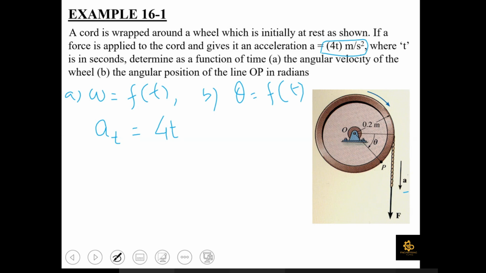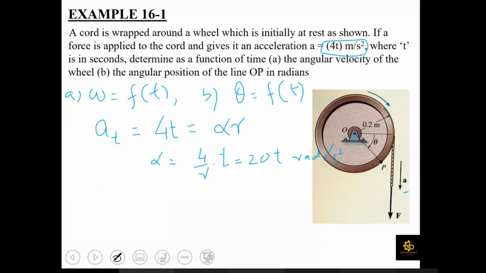So how are you going to determine omega? What is the tangential component equal to? In scalar form, it is equal to alpha r, isn't it? So accordingly, alpha would be equal to 4t/r. What is r here? 0.2. So alpha comes out to be 20t radians per second square.